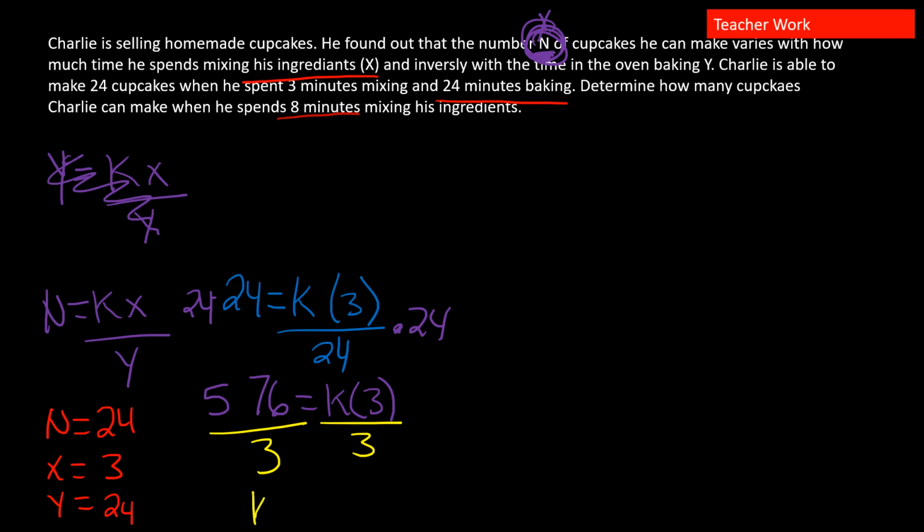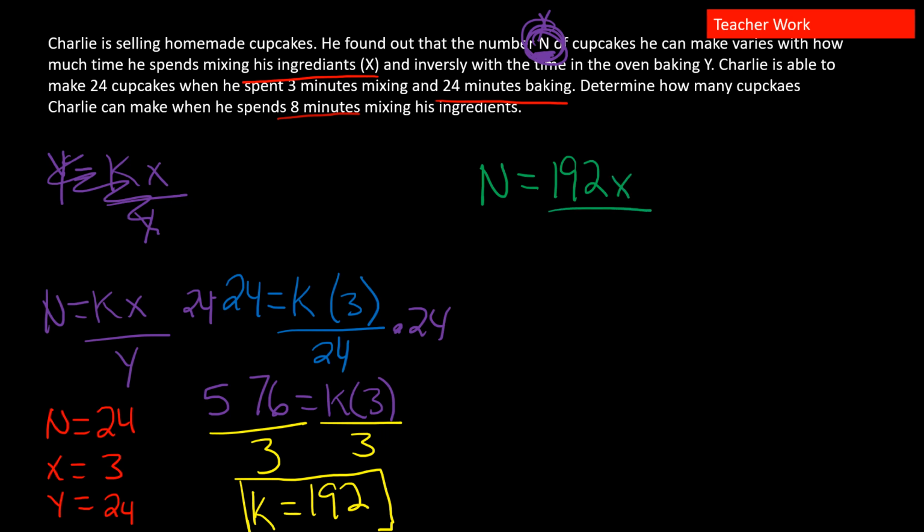And we get a k value of 192. I'm going to box that. That's important. So knowing that, our new equation would be n equals 192x over y. I'm going to box this. This is also important. Okay.